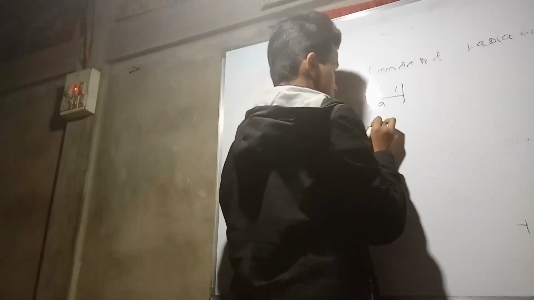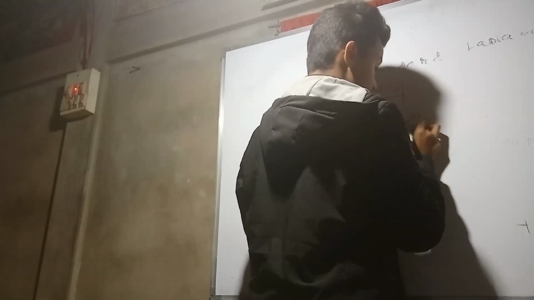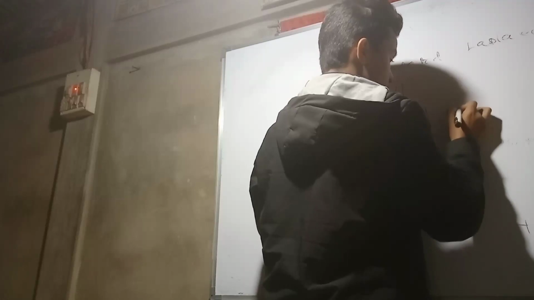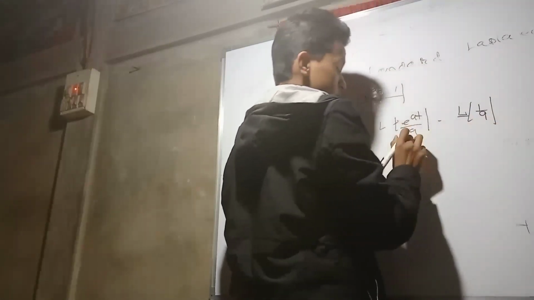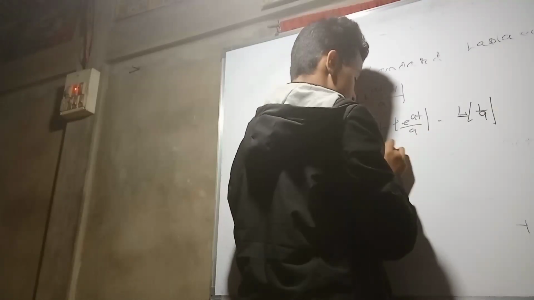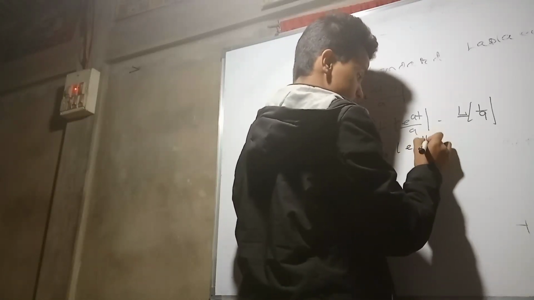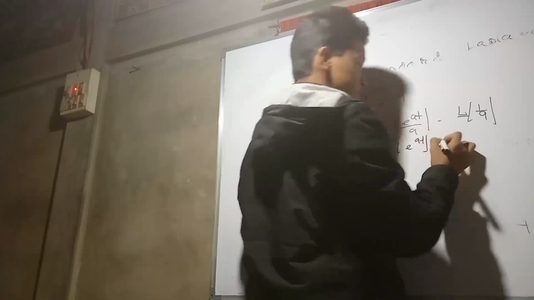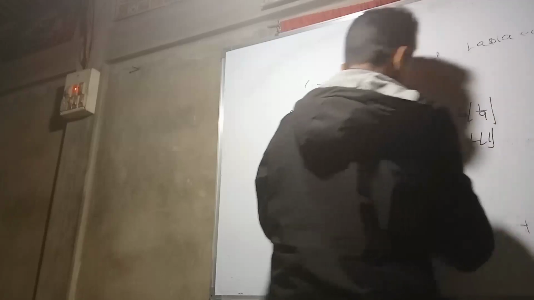In the solution we can write it as the Laplace transform of e to the power at, divided by a, minus the Laplace transform of 1 by a. Here a is a constant, so it will be taken out and separated. We have seen the linear property. So the Laplace transform of e to the power at, and the Laplace transform of 1 by a.